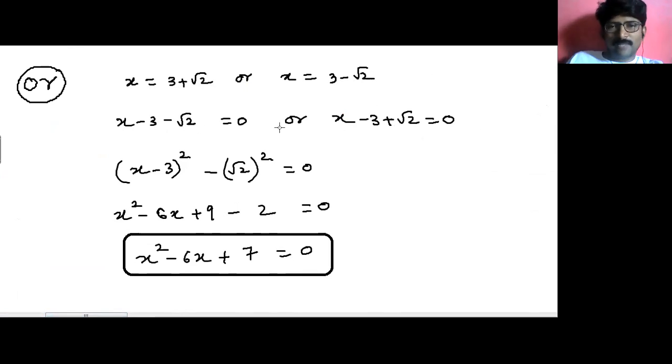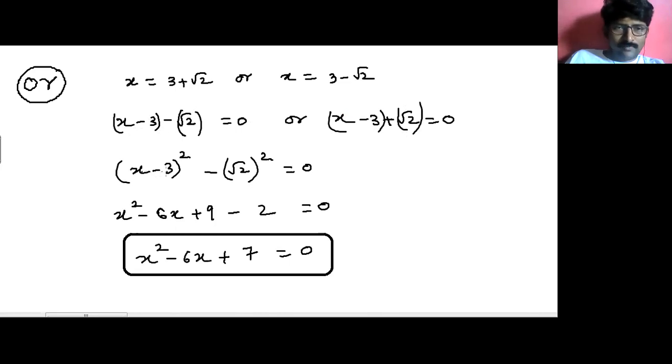Now when you multiply these, you're going to get (x minus 3) the whole square minus (root 2) the whole square. Basically look at this, there are no commas or brackets to be used. So this will become x minus 3 as one term, that will become a, and this will become b. So (a minus b) into (a plus b). So when we multiply these two, we're going to get a square minus b square is equal to 0.